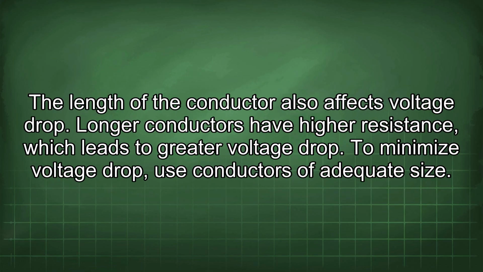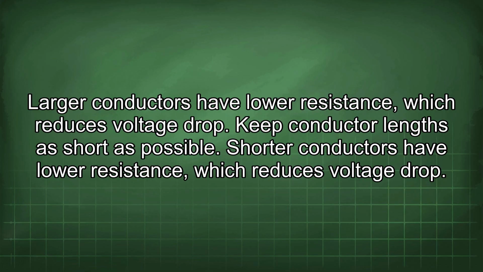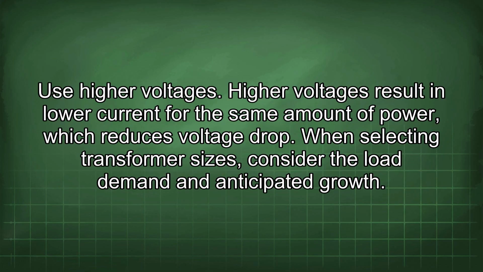The length of the conductor also affects voltage drop. Longer conductors have higher resistance, which leads to greater voltage drop. To minimize voltage drop, use conductors of adequate size. Larger conductors have lower resistance, which reduces voltage drop. Keep conductor lengths as short as possible. Shorter conductors have lower resistance, which reduces voltage drop. Use higher voltages. Higher voltages result in lower current for the same amount of power, which reduces voltage drop.